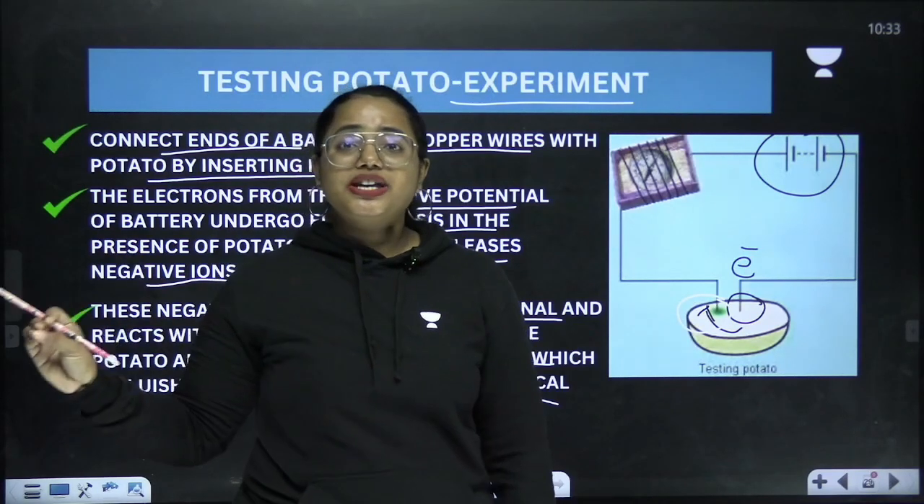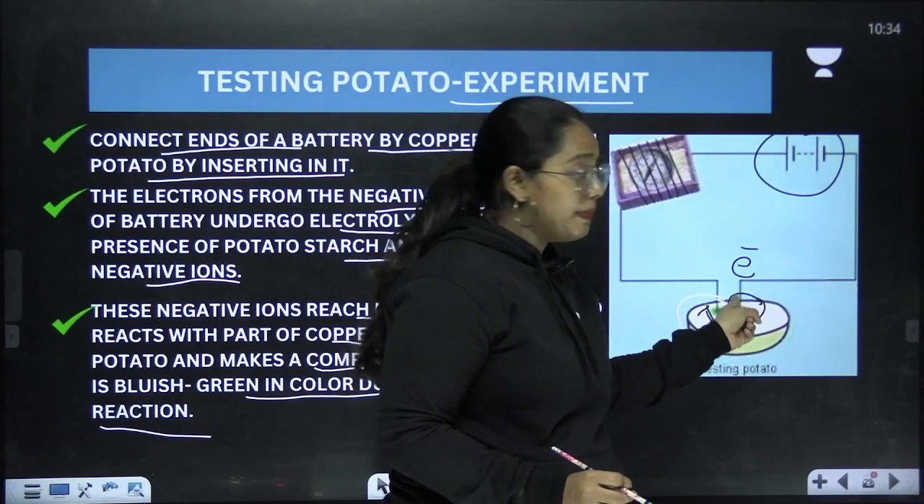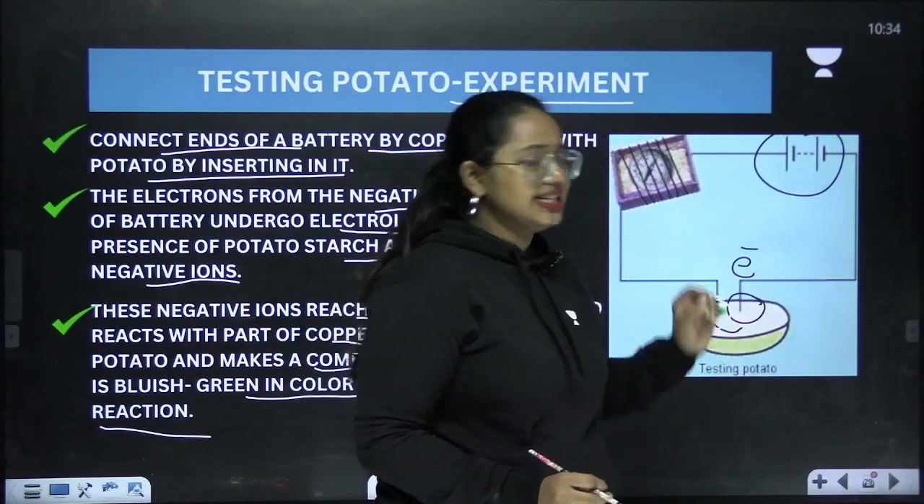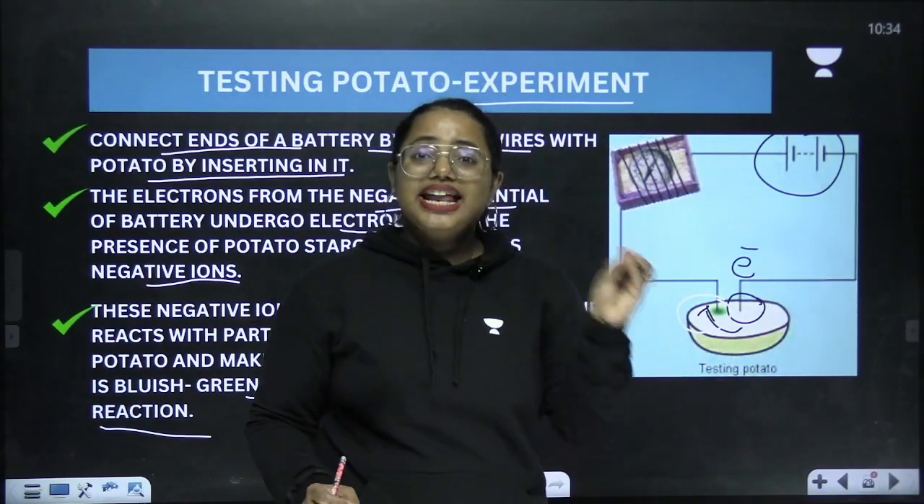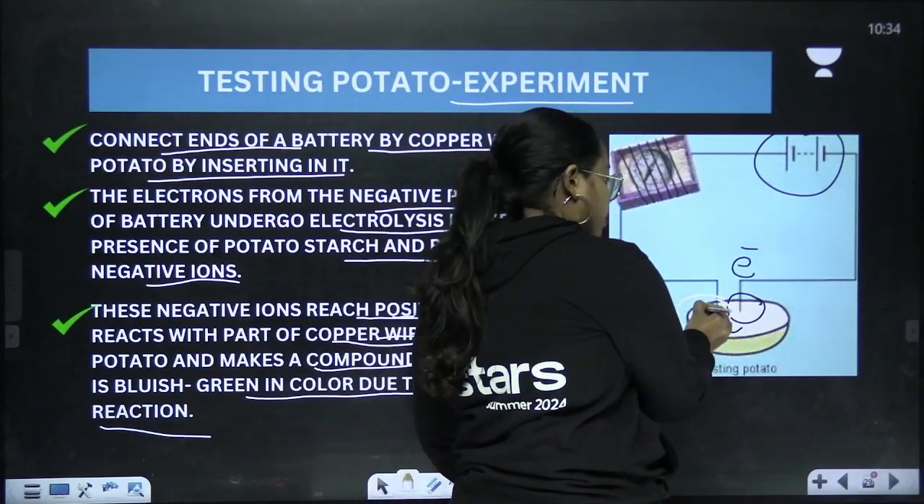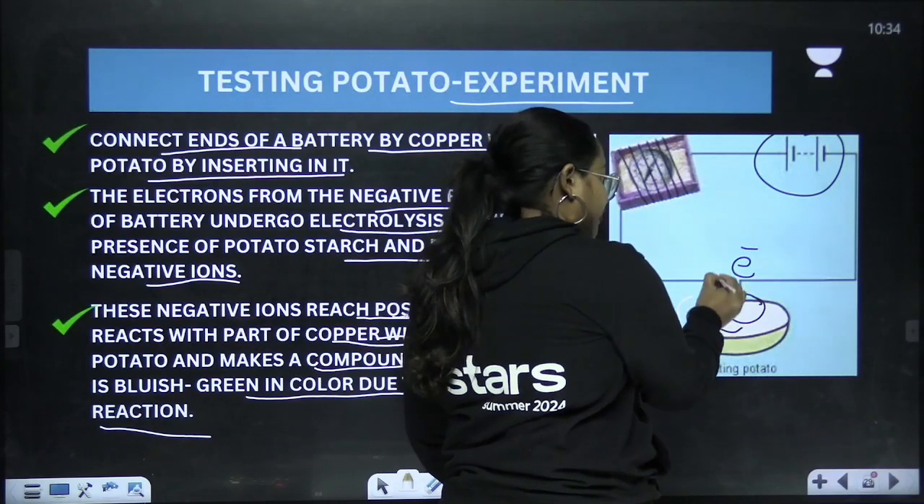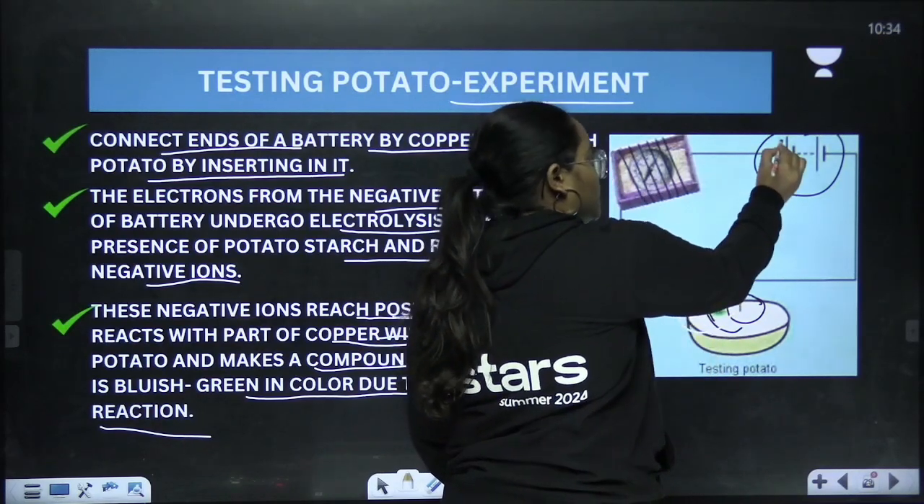So I will just explain it to you again. The electrons from the negative terminal undergo a process called electrolysis, and due to this process, negative ions are released, and these negative ions are going to react with the copper wire inserted here, which has been connected to the positive terminal.